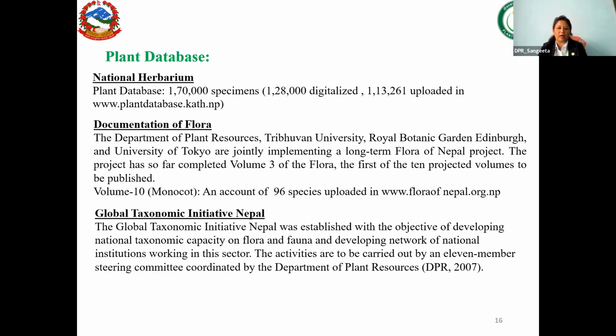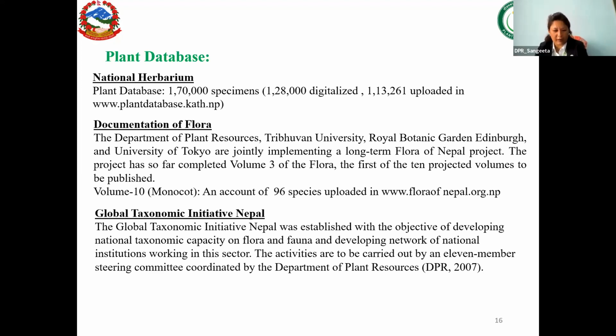Now, documentation of flora. This is one of the projects being implemented jointly by the Department of Plant Resources, Tribhuvan University, Royal Botanical Garden Edinburgh, and the University of Tokyo, as the long-term Flora of Nepal project. So far, volume 3 has been published among the 10 volumes, and from our department we have published the online account of more than 96 species of plants of volume 10, monocots.